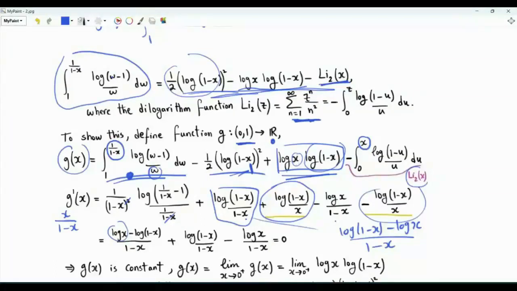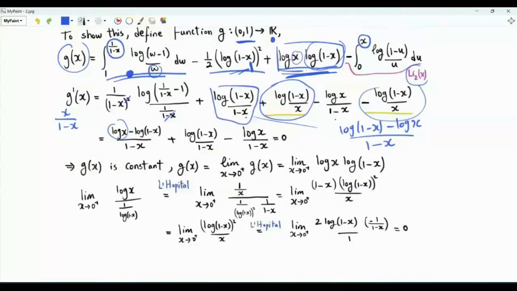If x tends to 0 from the right, then log x tends to minus infinity, log 1 minus x tends to 0. We can apply L'Hopital's rule to obtain the limit of this term here as x tends to 0 plus. We can write it as log x over 1 over log 1 minus x. Log x tends to minus infinity as x tends to 0 plus. And 1 over log 1 minus x tends to minus infinity as x tends to 0 plus. Infinity over infinity situation by L'Hopital.